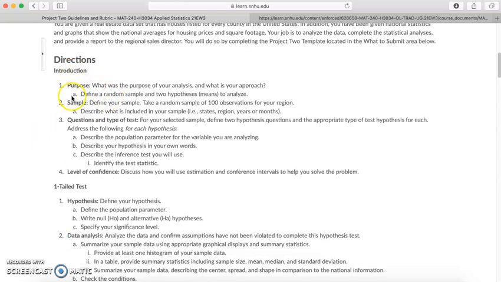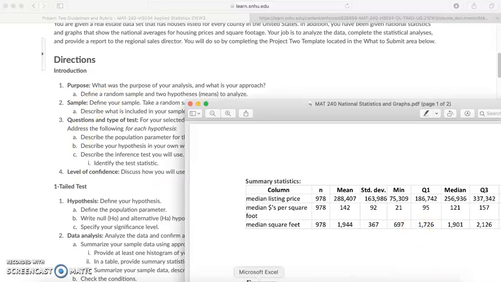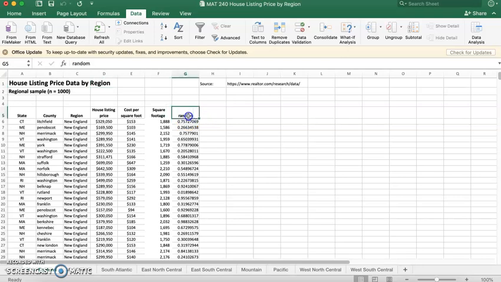So you're going to do your introduction. Very similar to what we've been doing. What is the purpose of your analysis? What is your approach? Define a random sample. We're going to be taking a random sample of 100 observations from your region. So since we're talking about it right now, let's go ahead and quickly do that for anyone that maybe doesn't remember how to do that.